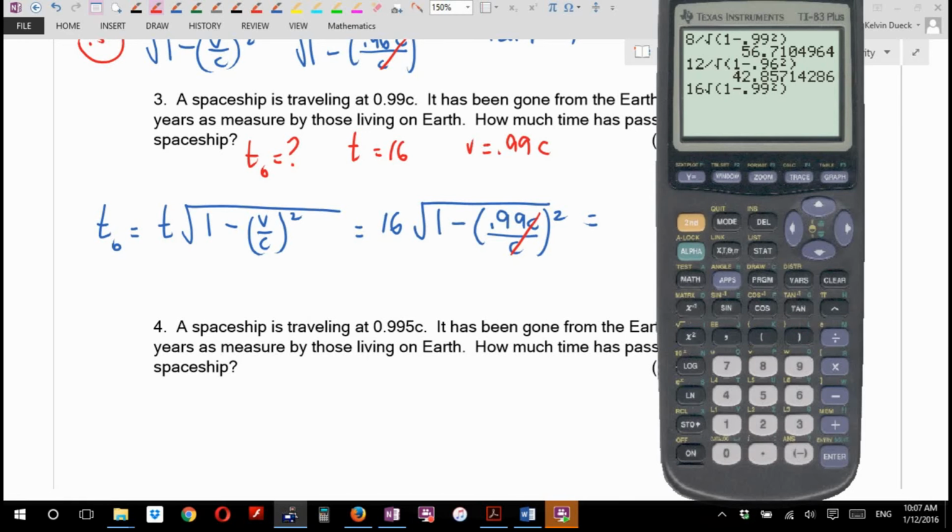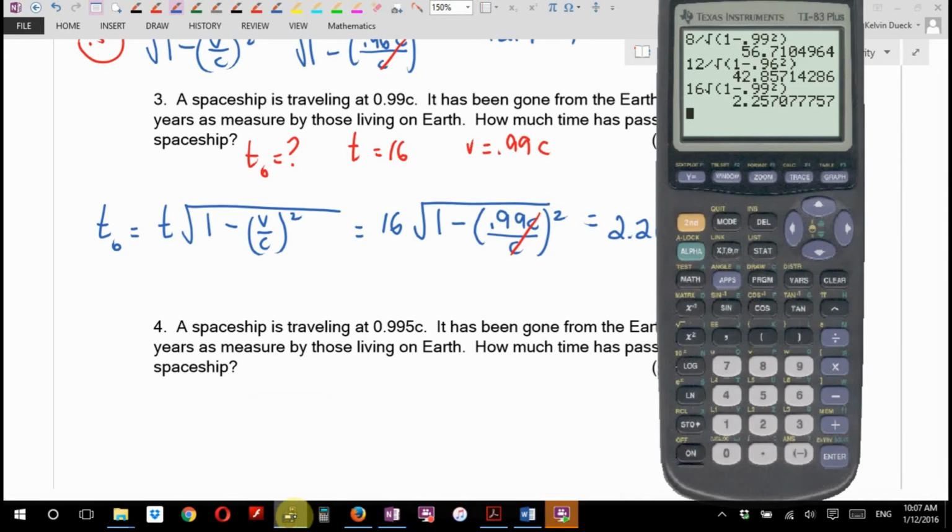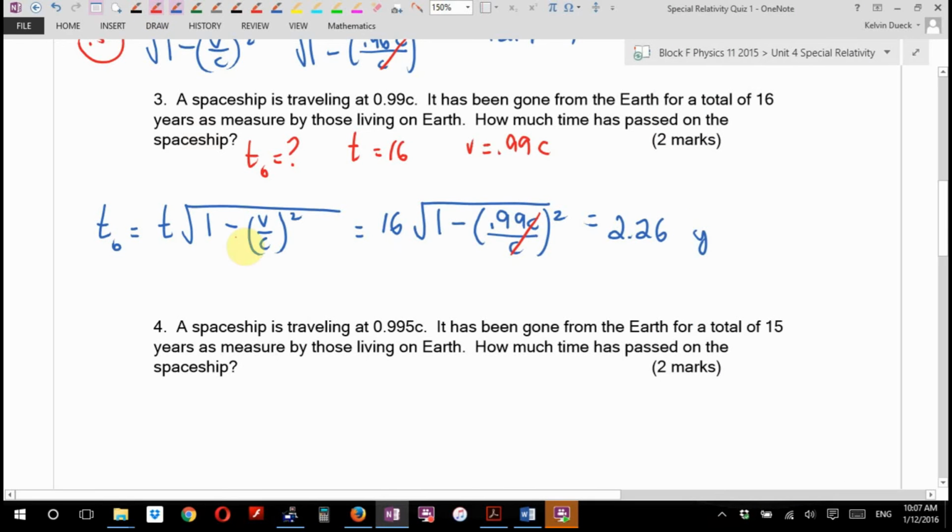So 16 years on the Earth, only 2.26, 2.257, 2.3. It looks like I'm going most of the time to 3 sig figs, I guess. 2.26 years, let's be consistent. 2.3 years, yes. 2.257 years, yes. Again, half mark for the equation, 1 mark for the numbers, half mark for the answer.